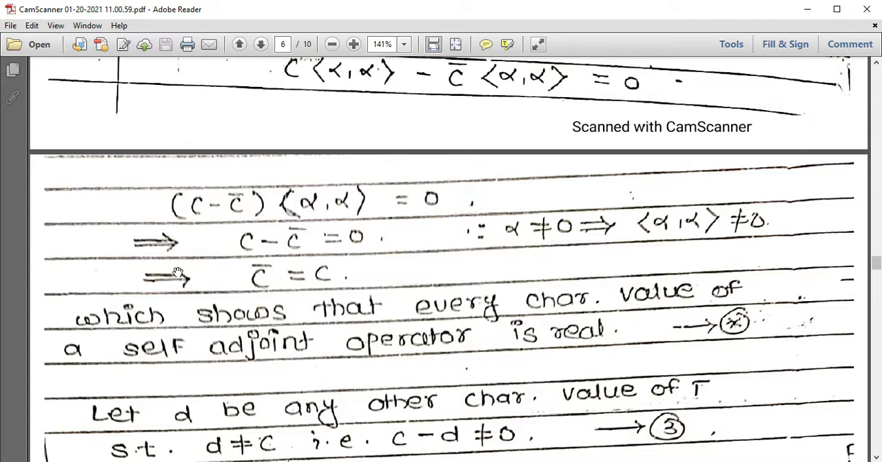Okay, hence we get C minus C bar must be equal to 0, which means C bar is equal to C. It means that C is a real number. But what is the value C? It is the characteristic value of T. So any characteristic value of a self-adjoint operator is real, which shows that every characteristic value of a self-adjoint operator is real. Give it as equation number star.